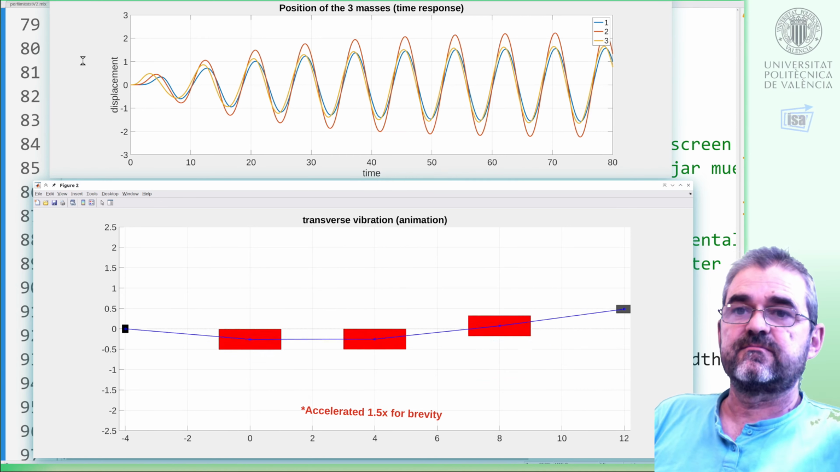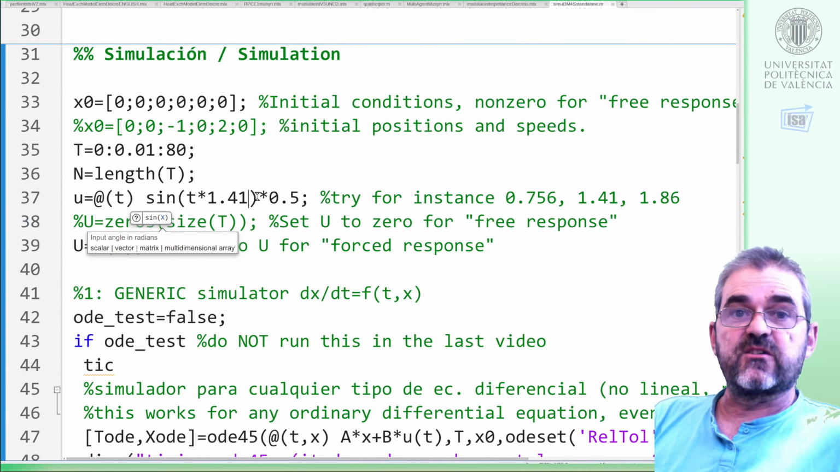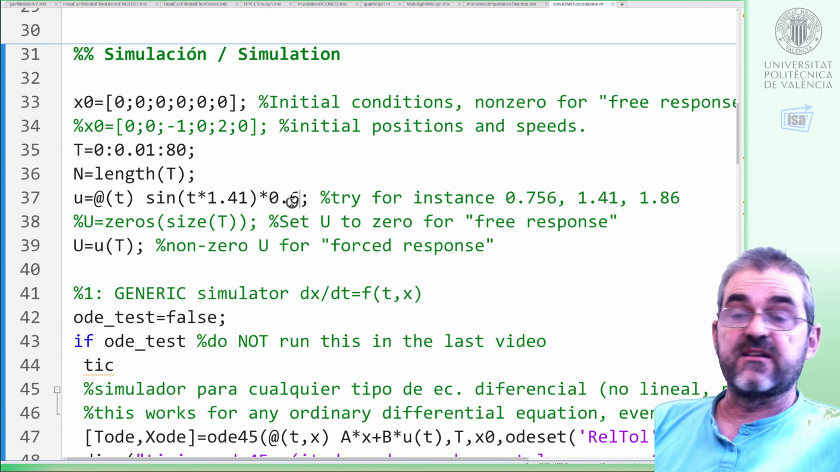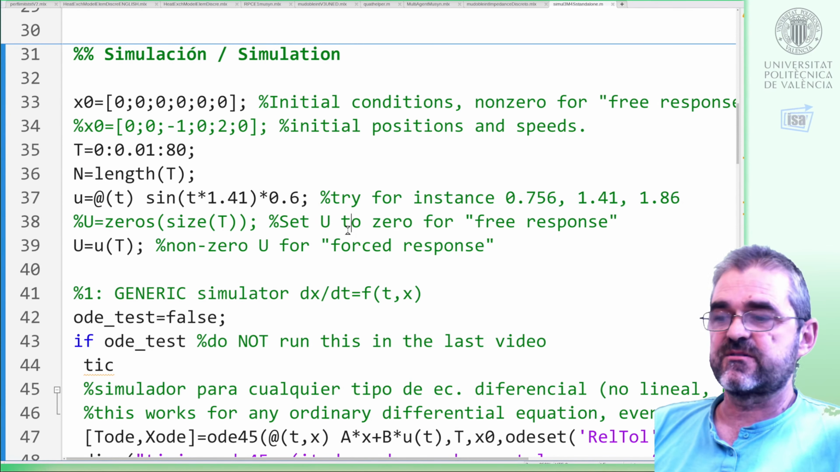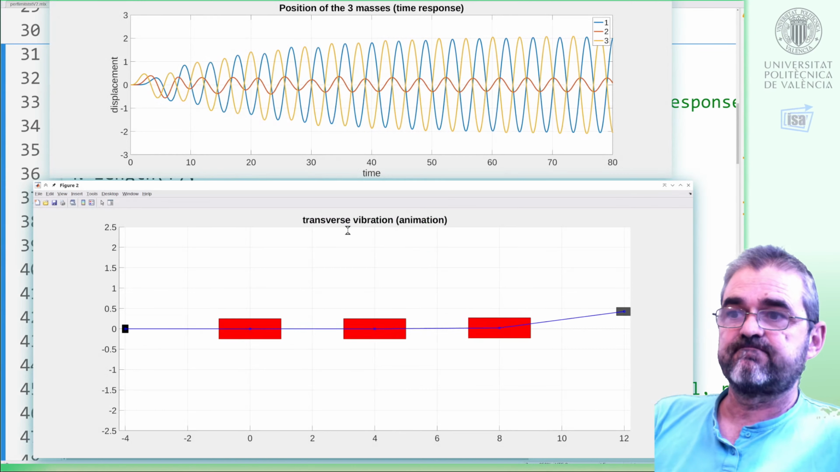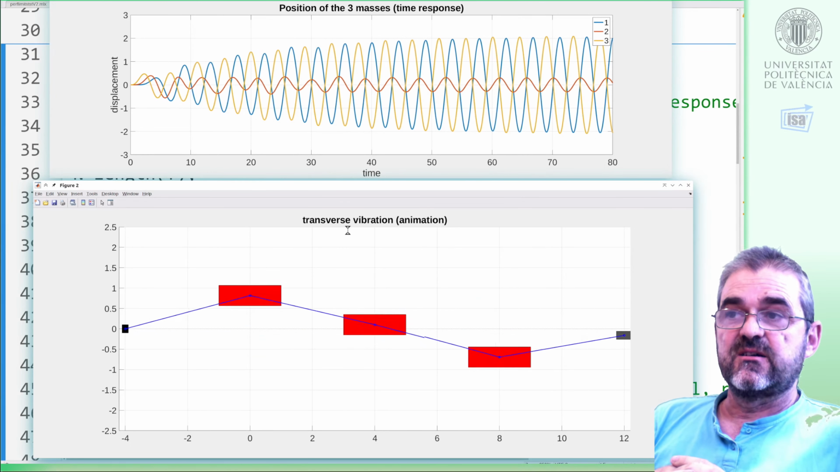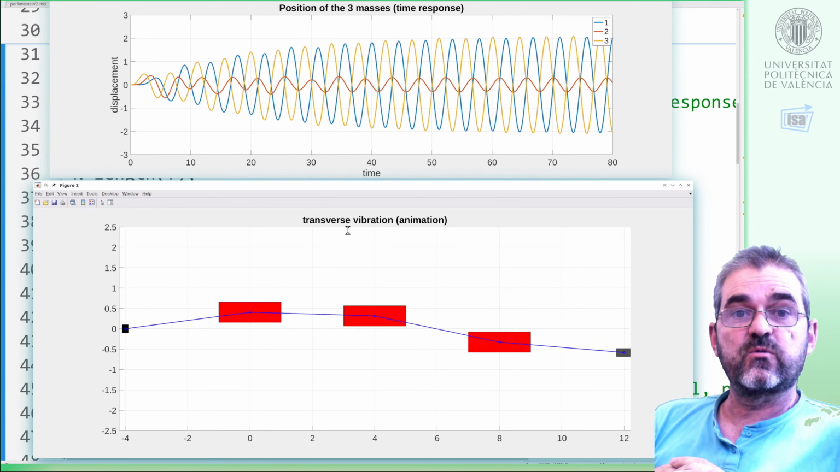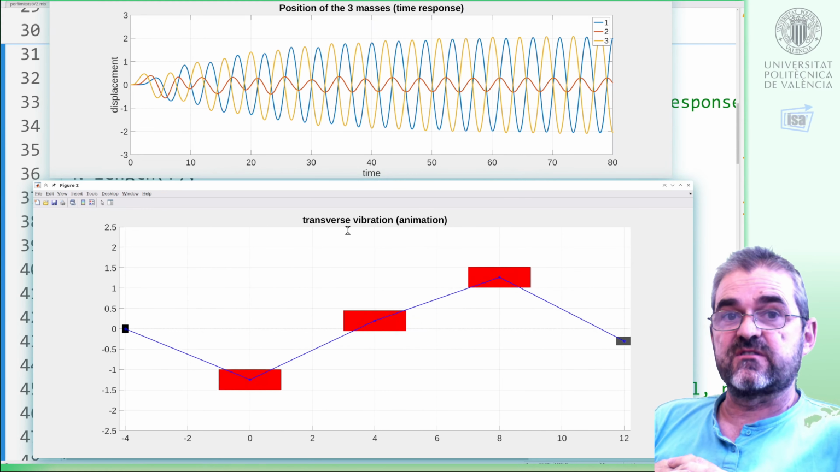For instance, the second vibration mode occurs at roughly double frequency. I increase a little bit the amplitude as well, so you can test by yourself what happens with changing frequencies and amplitudes. So if I simulate now, we get the second mode of vibration in which the central mass moves with a significantly lower amplitude than the first and the third one, and the first and third move in opposite phases.